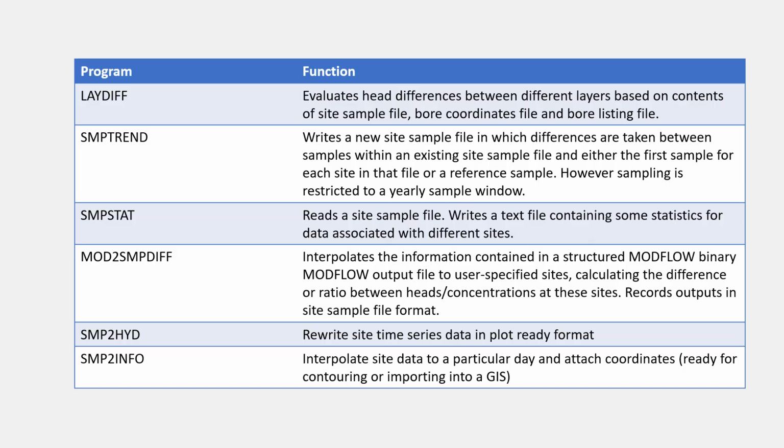So for example, you could take the contents of a site sample file, interpolate them all to a certain date, and the data in the file that's produced can then be used for drawing piezometric contours over your study area. Another program will reformat the data so it's in plot-ready format. Statistics for each site can also be calculated. So just be aware that there's a lot of other things that you can do if your data is stored in site sample file format.